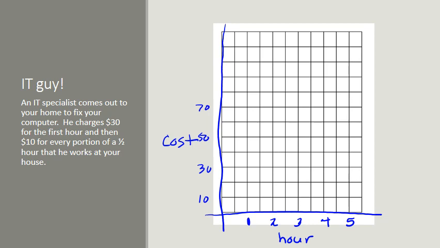Okay, so for that first hour, he's going to charge you $30. And it's going to be a flat $30. In that second half hour, he's going to charge you another $10. So it's going to be $40. So as soon as that hour hits, your fee goes up to $40. And for that half hour, it's $40. As soon as that next half hour hits, it's no longer $40. It's jumping to $50.